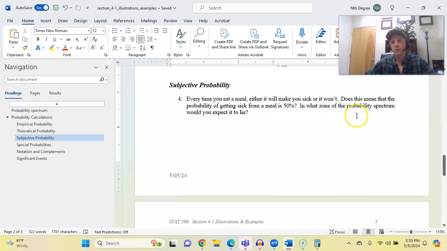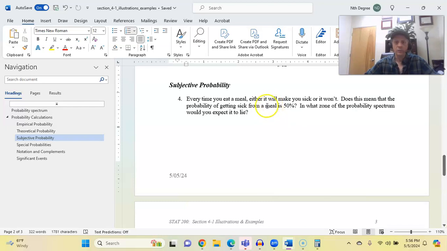In what zone of the probability spectrum would you expect it to lie? We haven't seen the probability spectrum yet. We'll see that shortly. But basically what I'm asking here is, would you expect this to be very likely or very unlikely or close to the middle? I think we would have to agree that we'd expect it to be a small fraction, one out of 1,000, 1 out of 10,000, I hope, something like that.